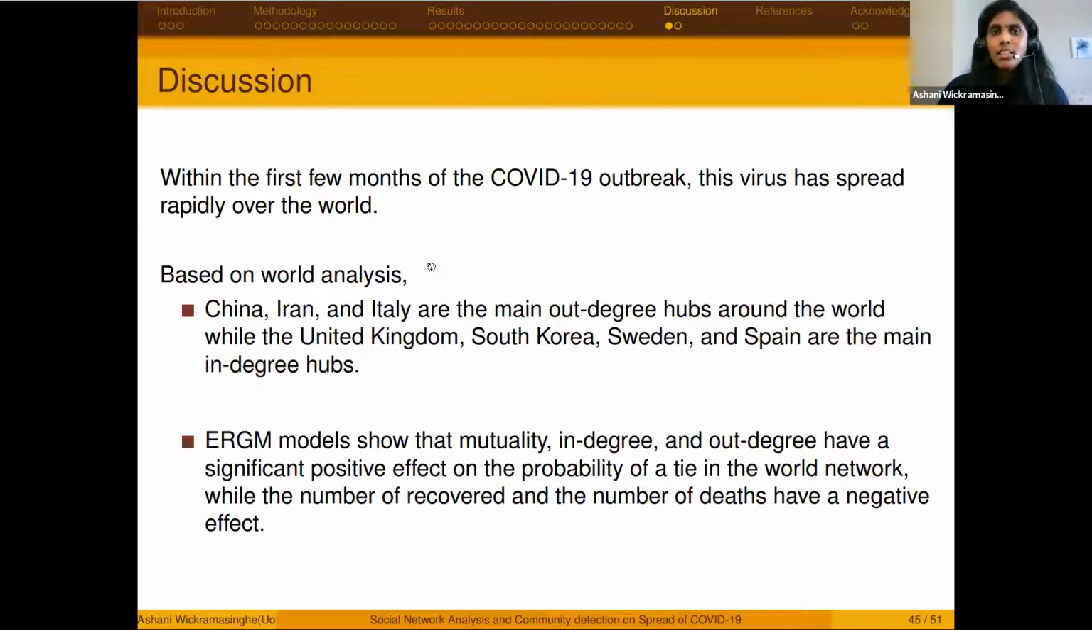Let's move on to the discussion. We could see that within the first few months of the COVID outbreak, it spread rapidly around the world. Based on the world analysis, China, Iran, and Italy are the main out-degree hubs, while the United Kingdom, South Korea, Sweden, and Spain are the main in-degree hubs. ERGM models show that mutuality, in-degree, and out-degree have a significant positive effect on the probability of an edge, while the number of recovered and the number of deaths have a negative effect.